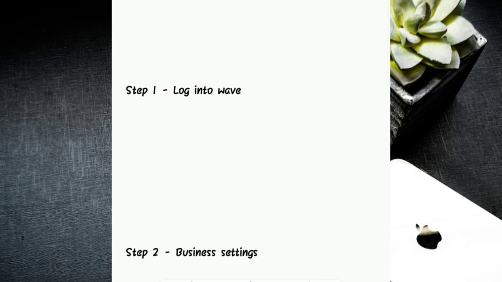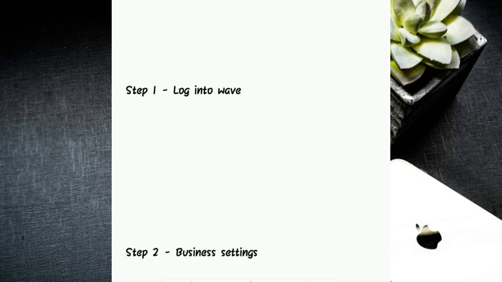If you're still on personal account, you want to click on the gear icon that's in the bottom left corner to open settings. Now in the settings menu, find the business settings section. Here you're going to see an option to switch to business accounting.